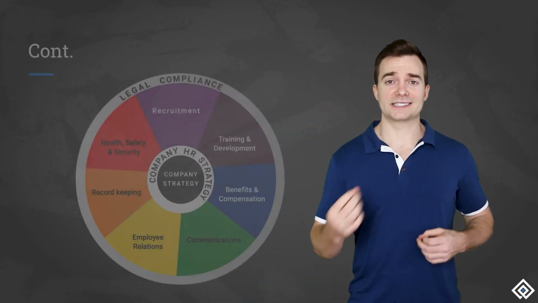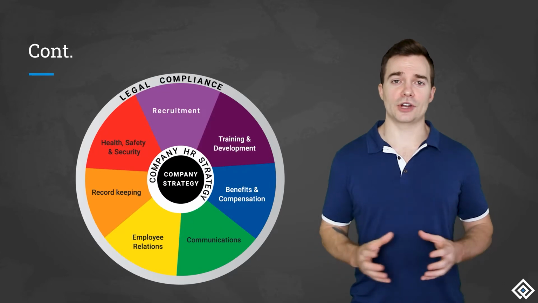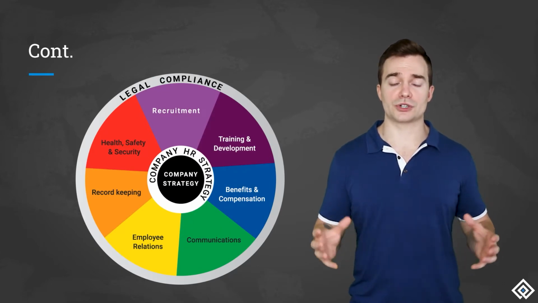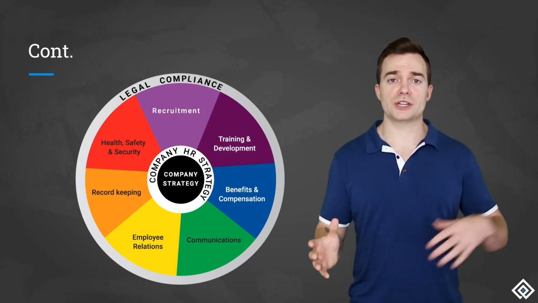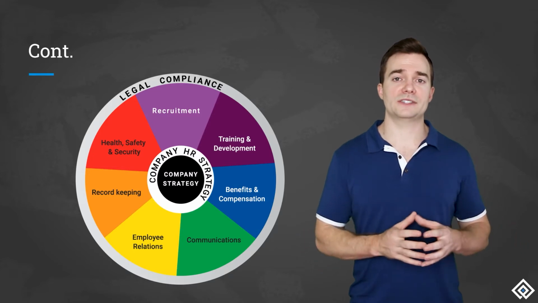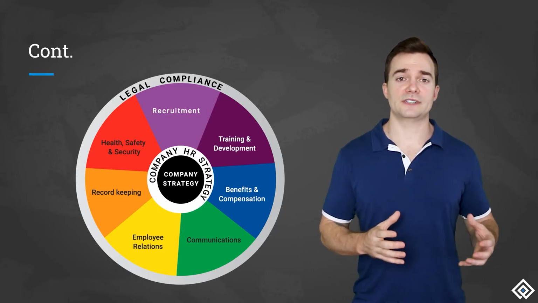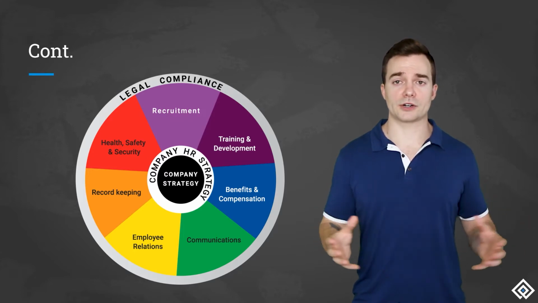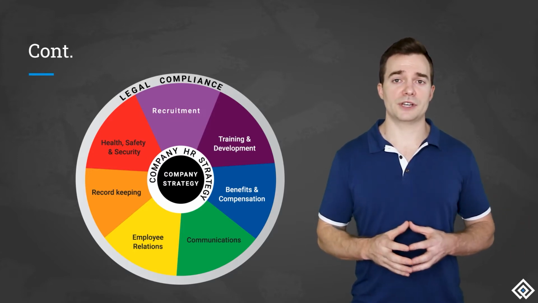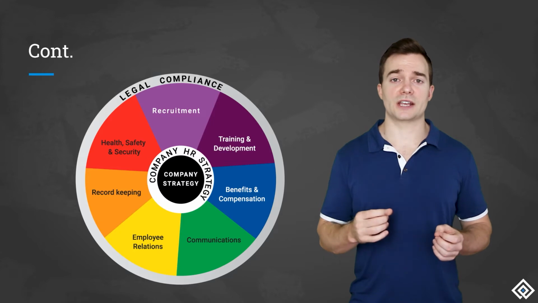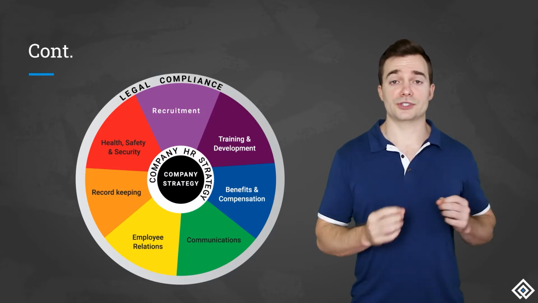Now that we have answered the what and the why, we are now ready to dive deep into how the HR audit is conducted. In conducting an HR audit, we usually take a look at different areas of HR, which include the following: recruitment, training and development, benefits and compensation, employee relations, health, safety and well-being, and record keeping. Feel free to pause the video here to get a better understanding and look at this chart.